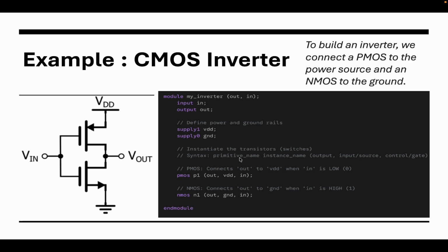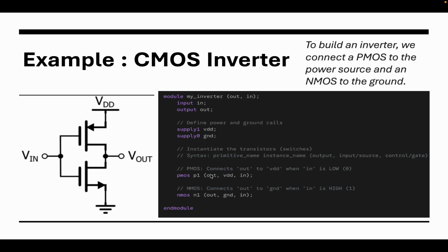You have the primitive name. Primitive name is PMOS, NMOS, like that, and instance name. Instance name, if you want to know the exact meaning of it, is nothing but how many times you are calling the PMOS. If in this code I'm using PMOS again, I'll be calling it P2 because I've used it for the second time. It's the easy way of writing it. And always, as we spoke, the output has to be mentioned first and then the other input sources.